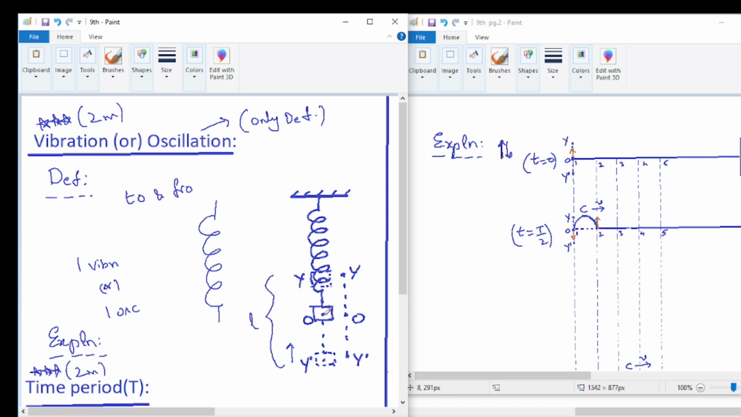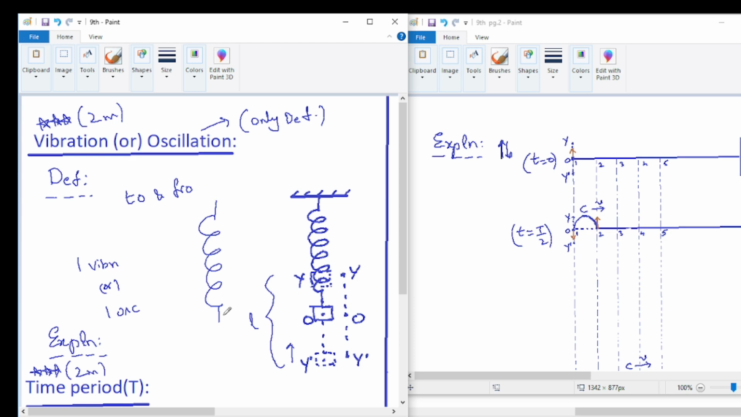And during its continuous motion, at one point it will be at O. As it starts moving downwards, it goes to the bottom extreme position and then again comes back here. All this while, from O to y dash and y dash to O, the motion is completely in the lower half of this total length L. So this is called the lower half of the vibration.